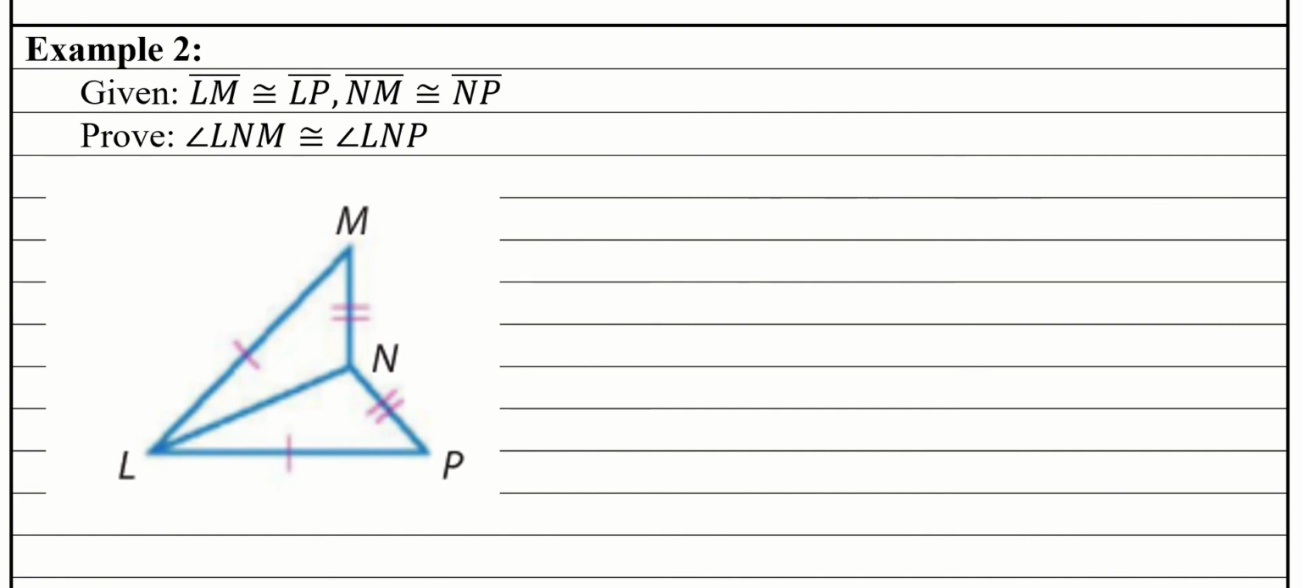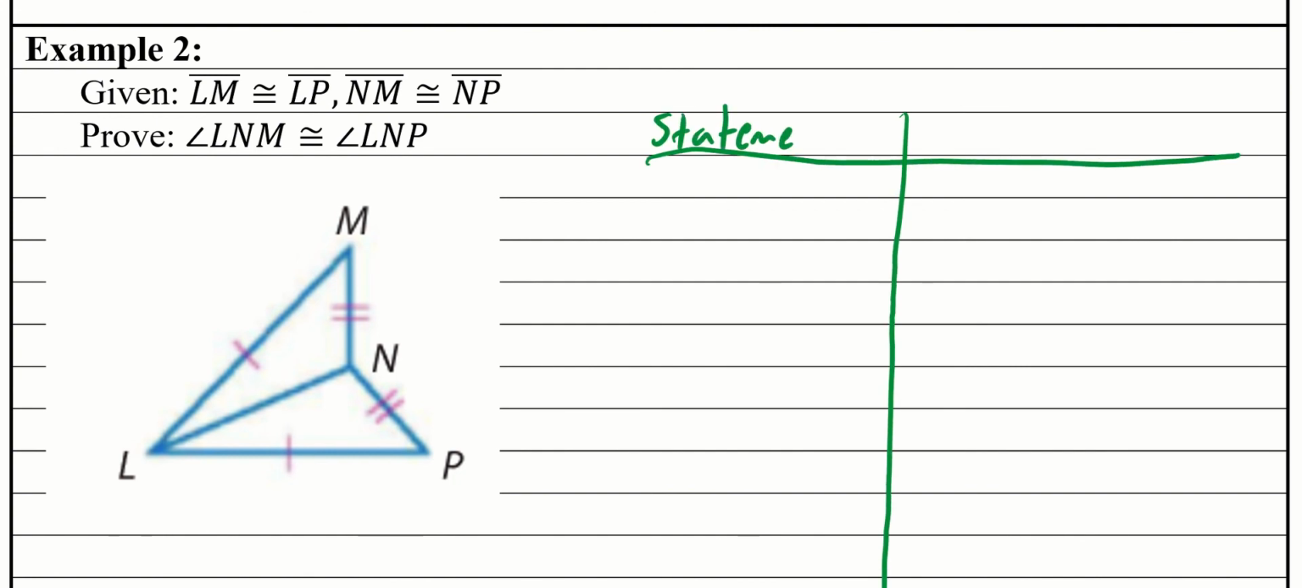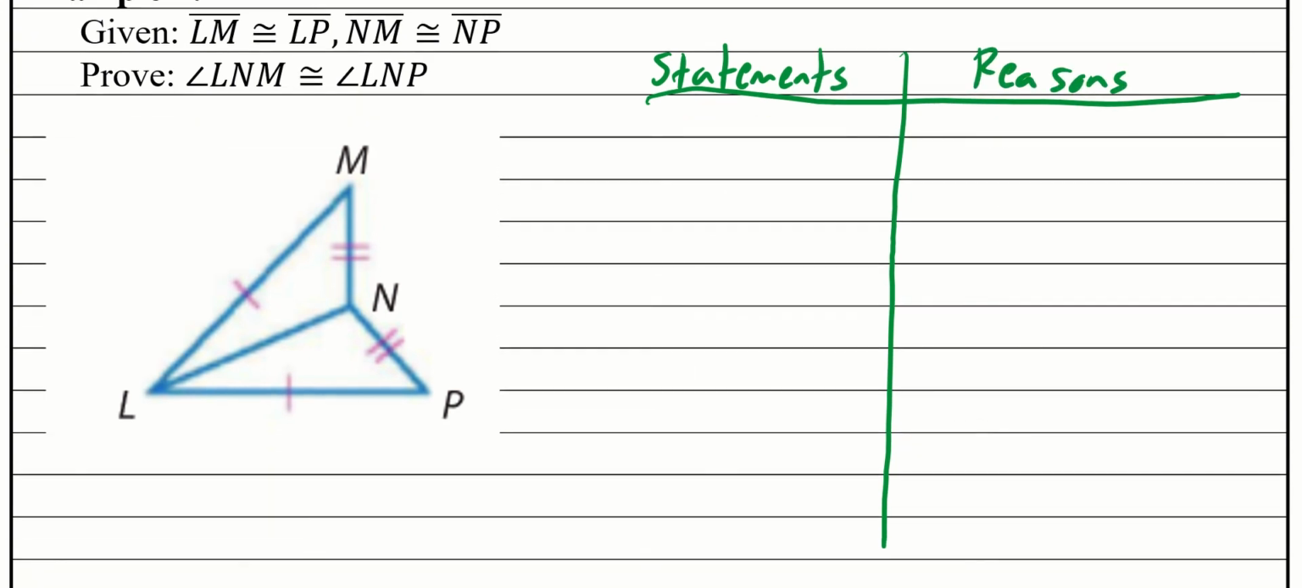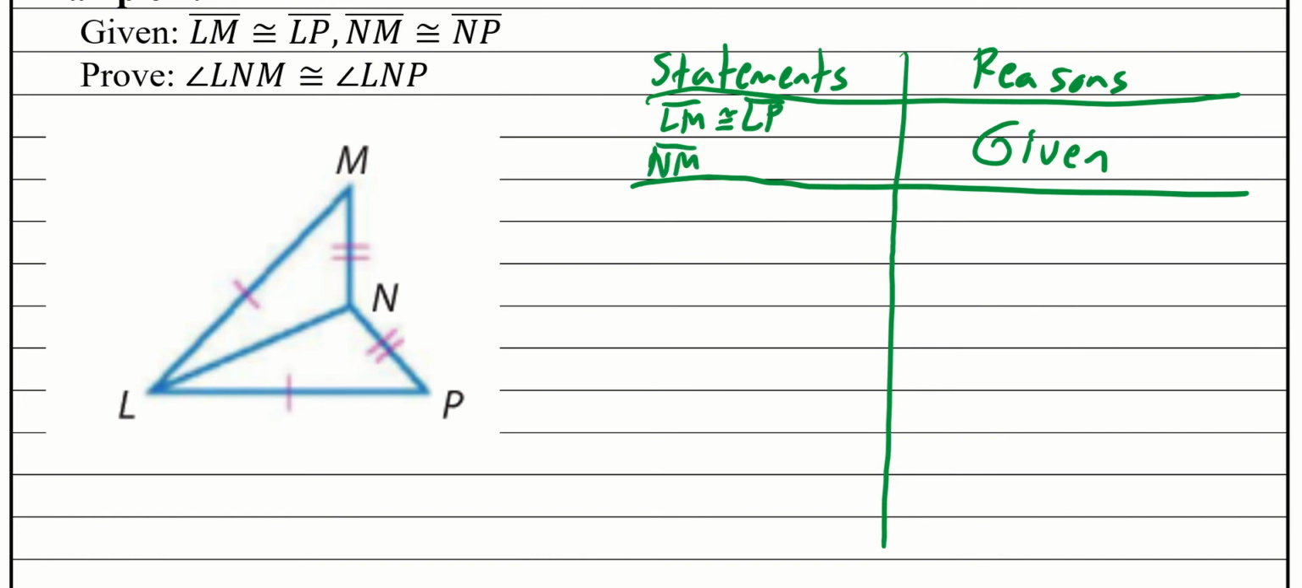So example 2, I should say, you can pause your video and sketch this if you'd like. Otherwise, once that is done, I can go ahead and set up my proof, statements and reasons. Okay, I know the first step. This should just be like riding a bike by now. We know the first piece: given information. We're told that LM is congruent to LP, and NM is congruent to NP.